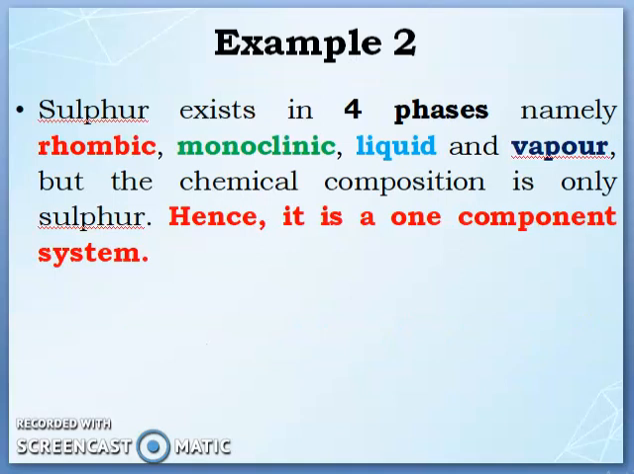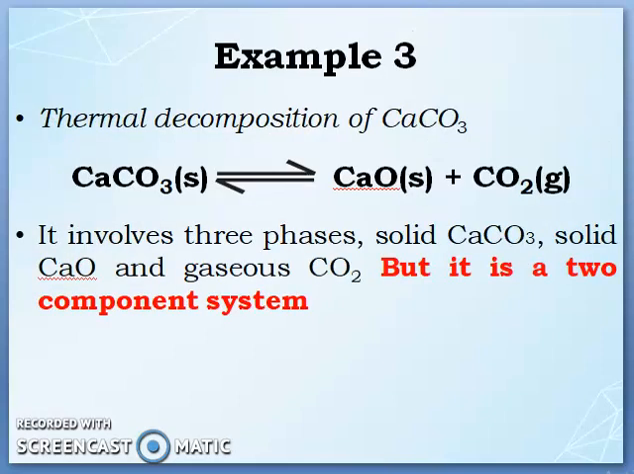Similarly, sulfur in all the four forms: rhombic sulfur, monoclinic sulfur, liquid sulfur and vapor sulfur. In all the four forms, sulfur exists as S. That is, the chemical present in all the four forms is the same, so it is also a one component system. For this particular case, it is a two component system. By using two chemical constituents, you can define the phases in the easiest form. I hope you have understood what a component is.